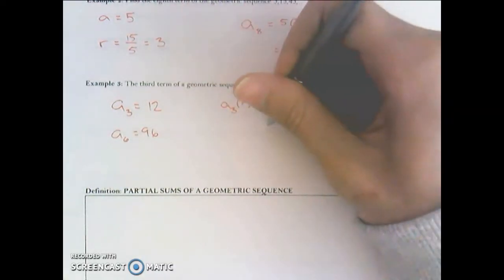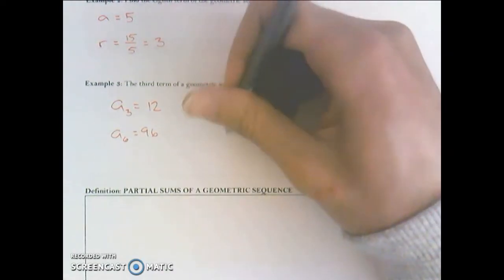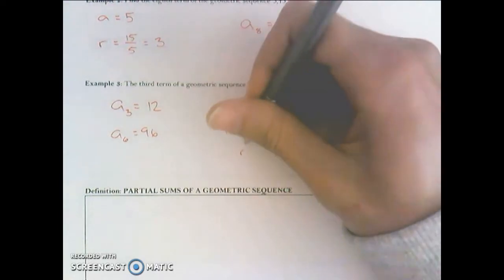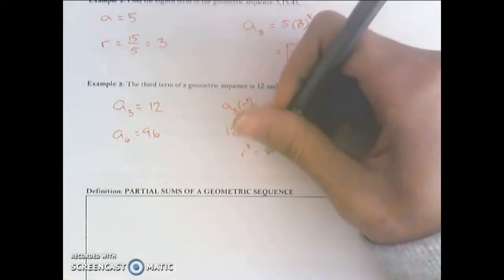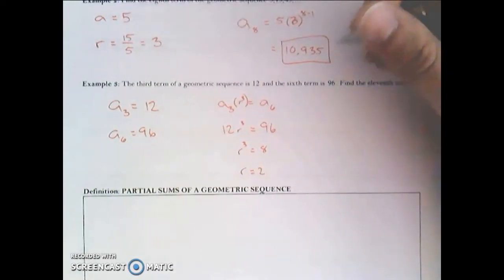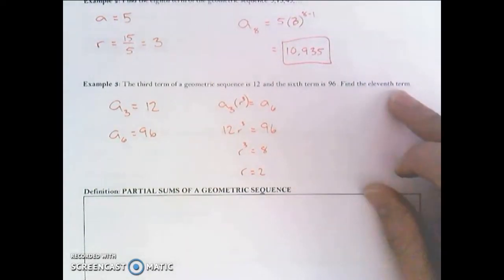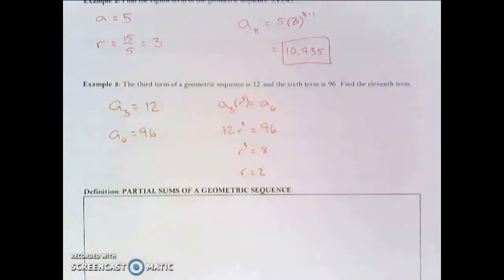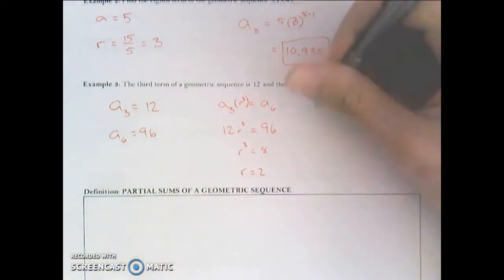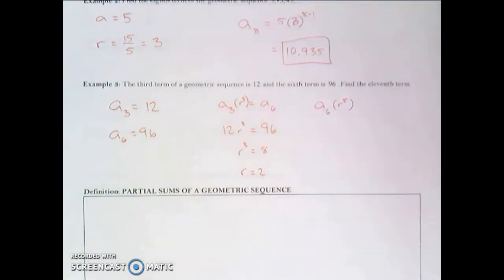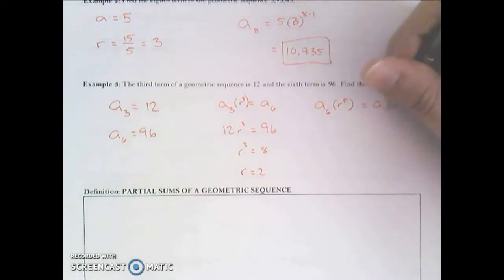So a6, which is 96, equals a3, 12, times r cubed. Divide both sides by 12, and we have r cubed equals 8, or r equals 2. Okay? And then, to find the 11th term, how many steps are we moving from a6 to get to the 11th term? That's 5 steps. So it's going to be a6 times r to the 5th, because we're multiplying by r 5 times. And that'll give us our 11th term.